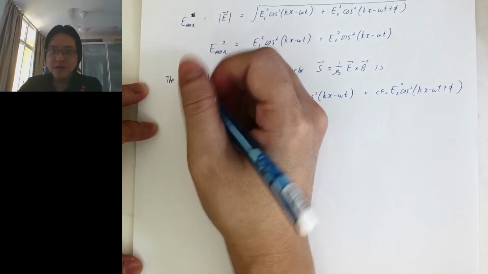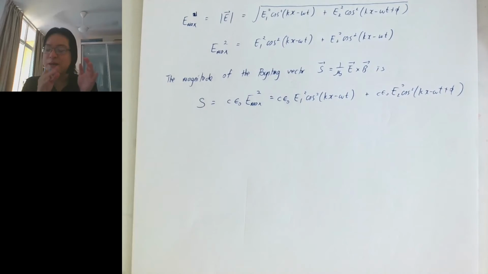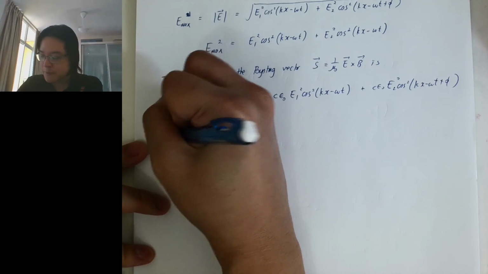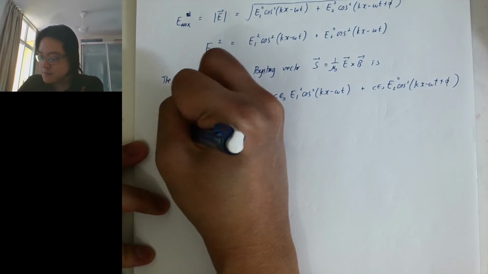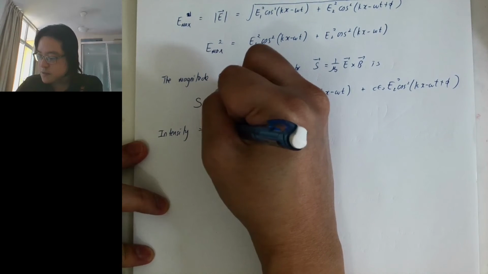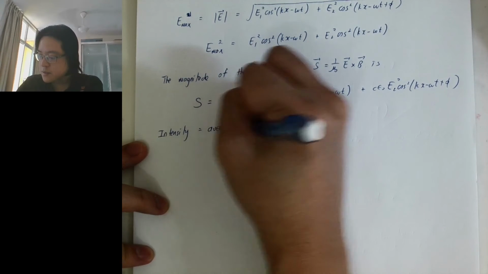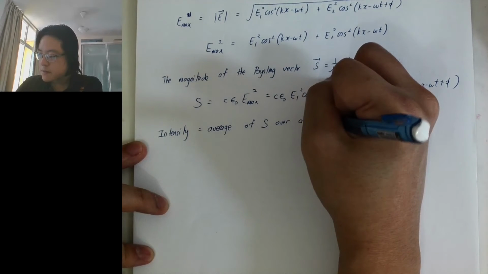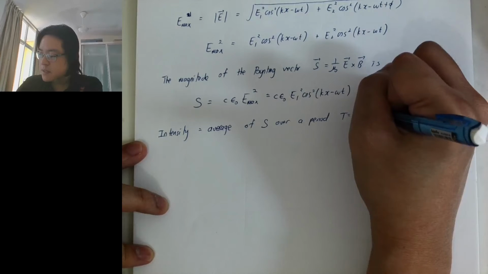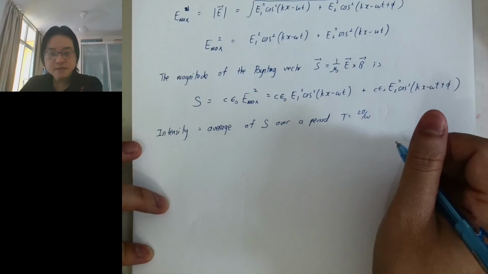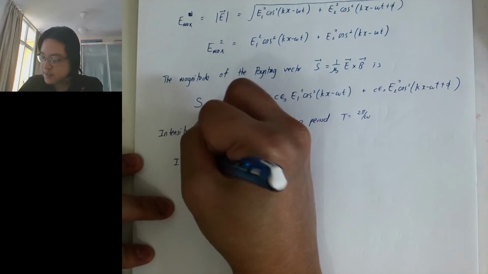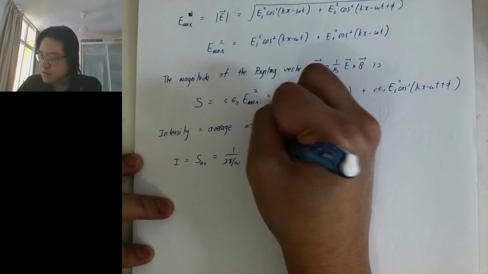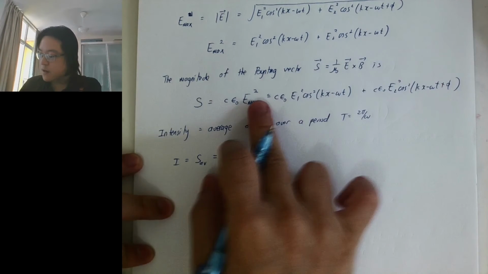Okay, I bet most of you have forgotten this already, right? There are many steps to calculating intensity, so it's good to have a reminder here. Intensity is the average of S over a period. One period is 2 pi over omega. Remember this? So the intensity is just the average of S over one period. That means 1 over 2 pi over omega, integral from 0 to 2 pi over omega of this function.